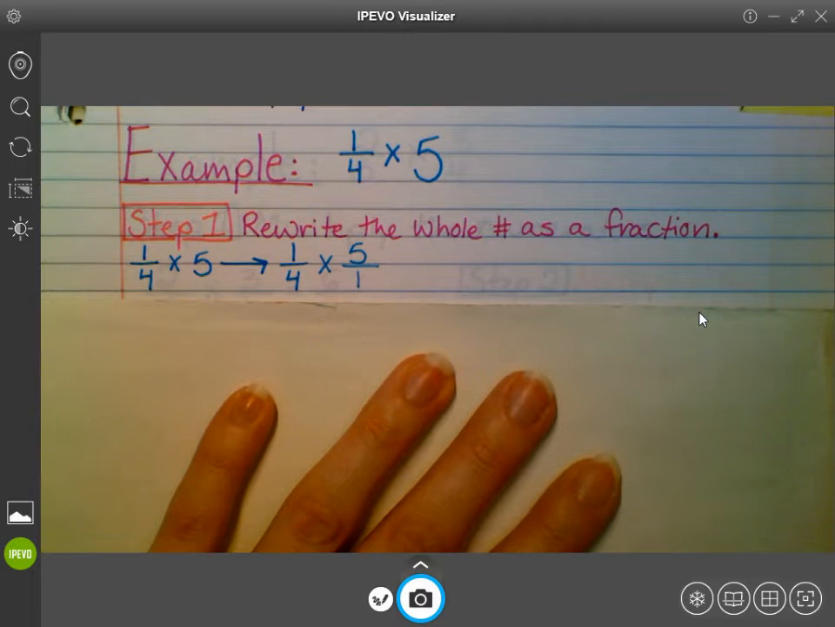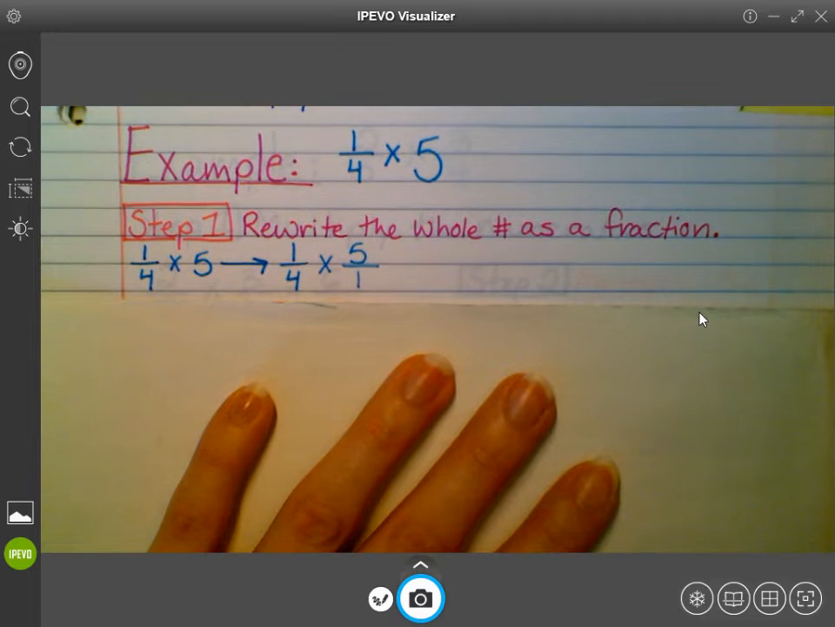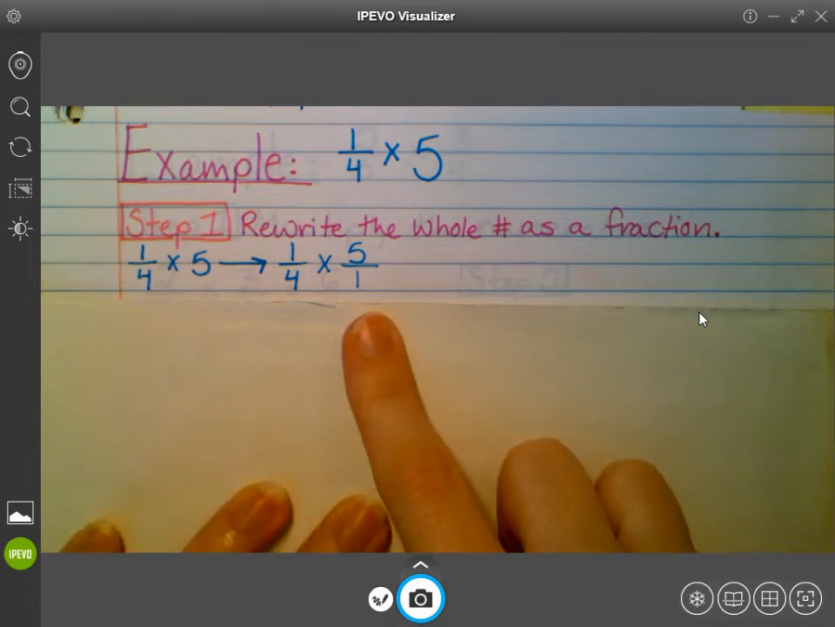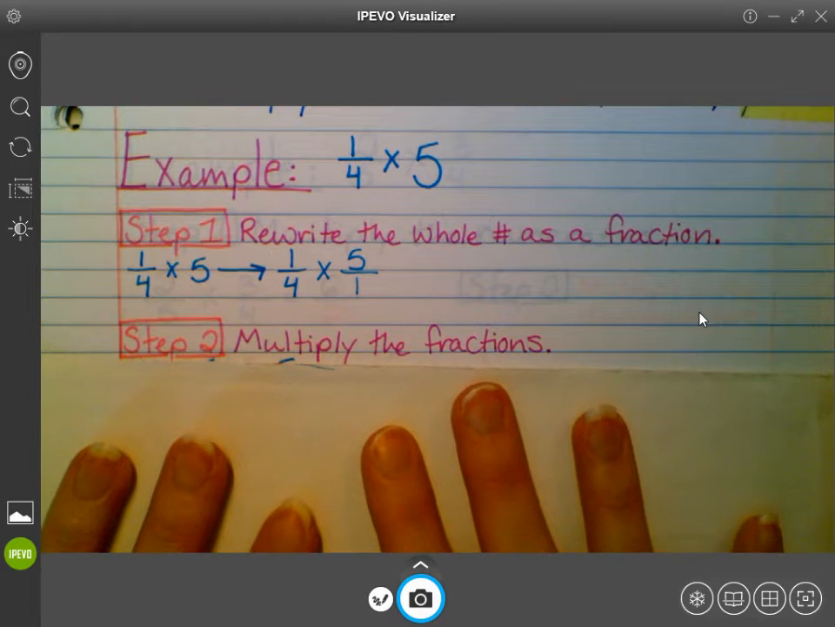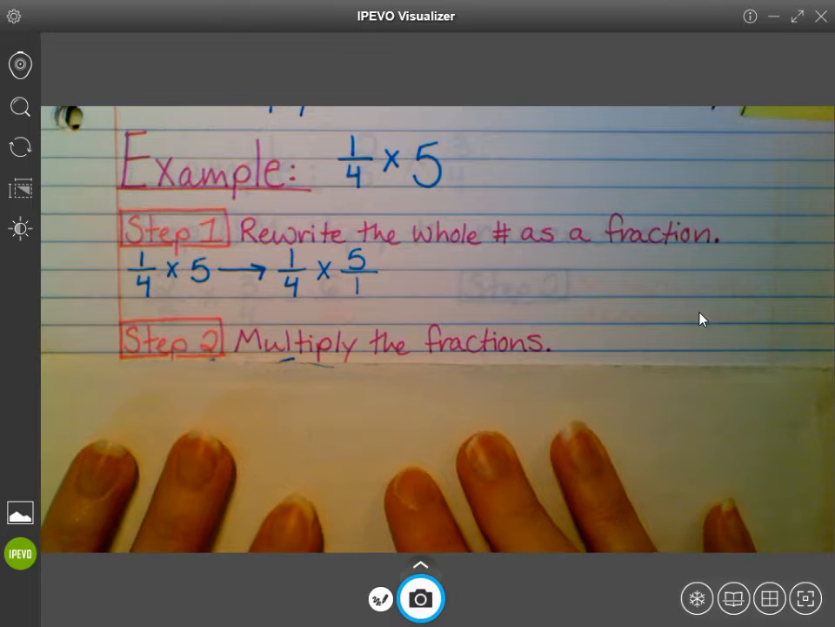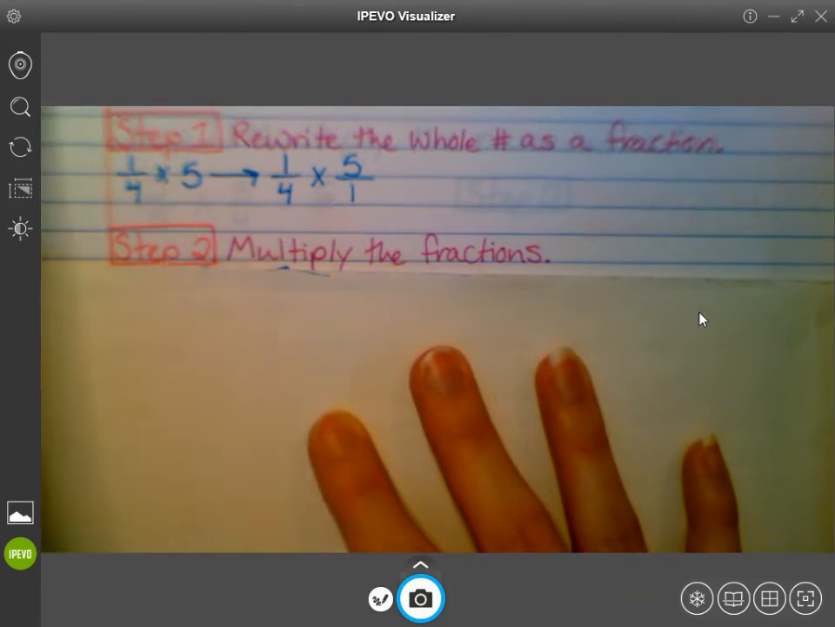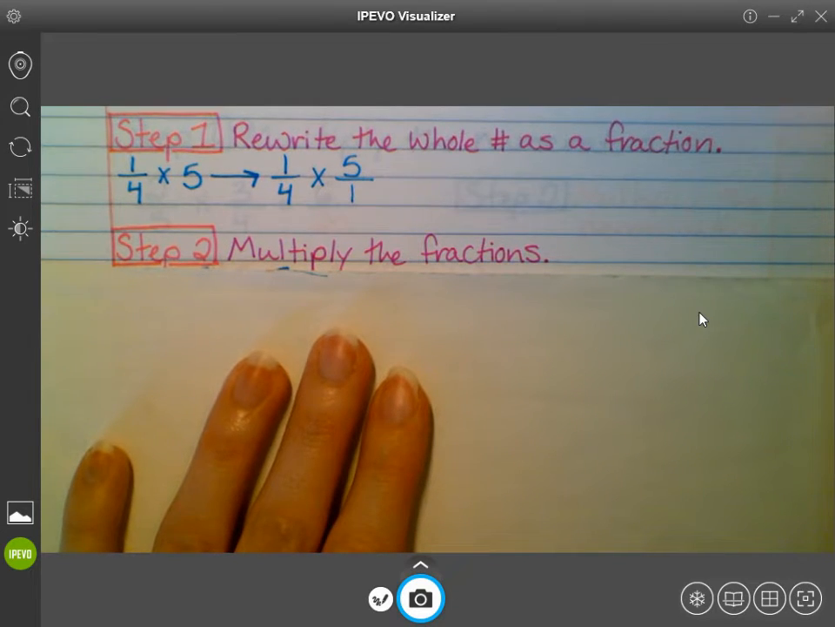Okay. So now that we've rewritten our problem, we've rewritten our whole number as a fraction, we now have 1/4 times 5 over 1. Our second step is to multiply the fractions. Give me a thumbs up when you have step 2 written down.